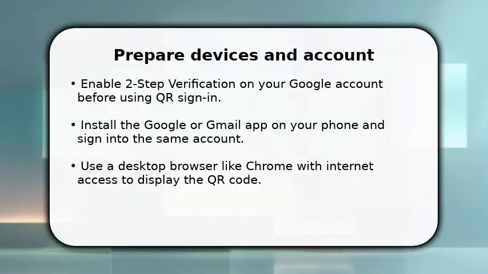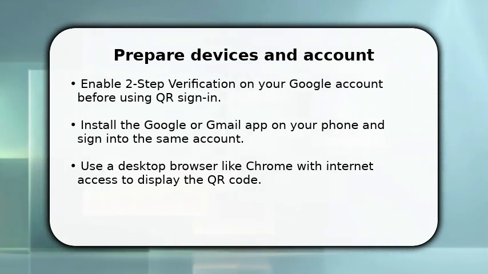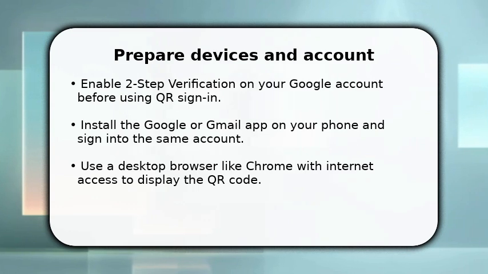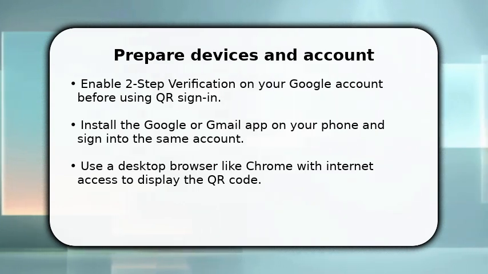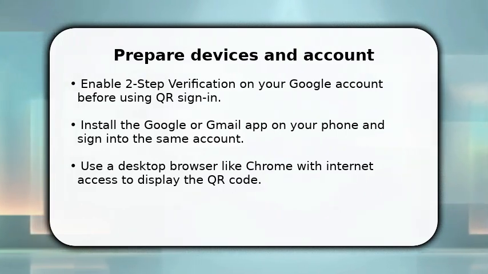Start by preparing both your phone and desktop for QR sign-in. Enable two-step verification on your Google account to allow phone-based authentication. Install the Google or Gmail app on your phone and sign into the same account you will use on desktop. Use a desktop browser such as Chrome and sign into accounts.google.com on the desktop. Ensure both devices have internet access and are nearby for quick scans and confirmations.